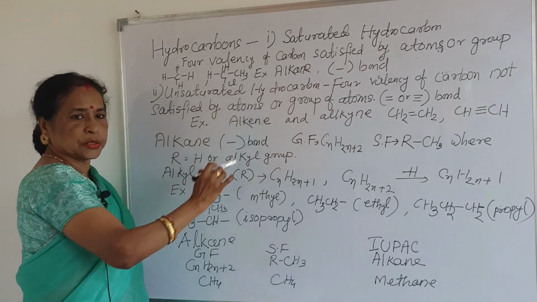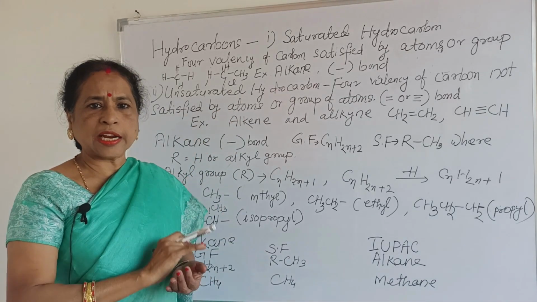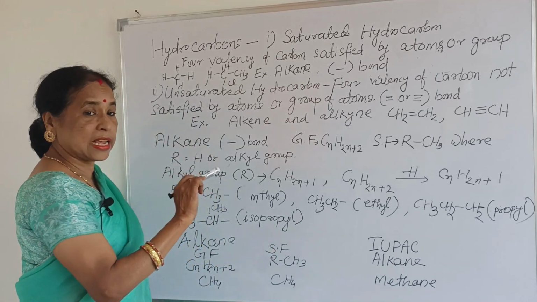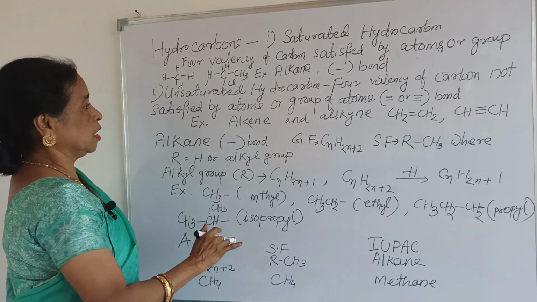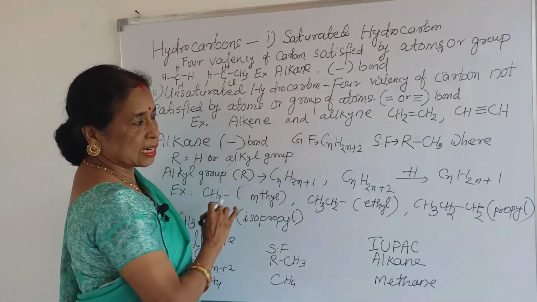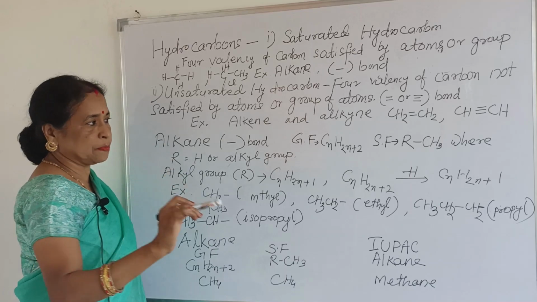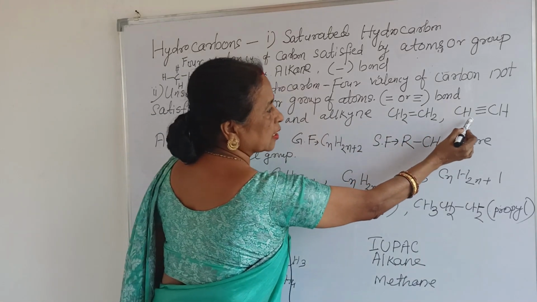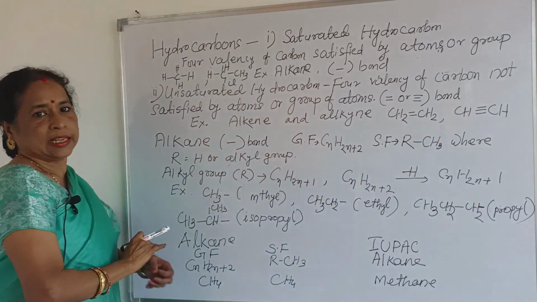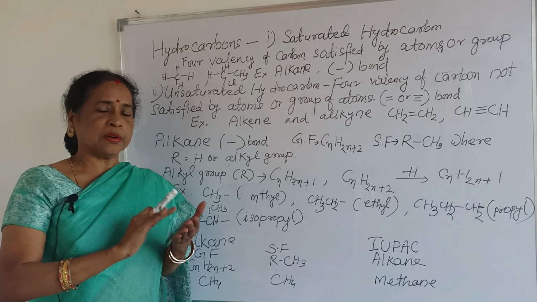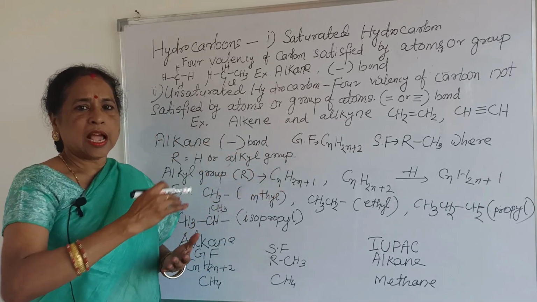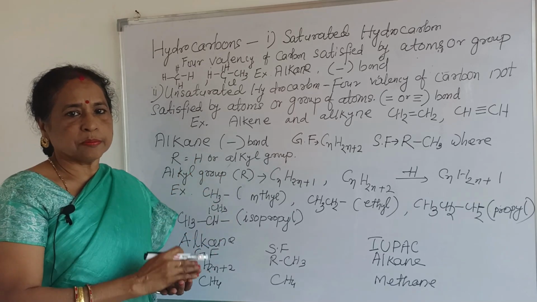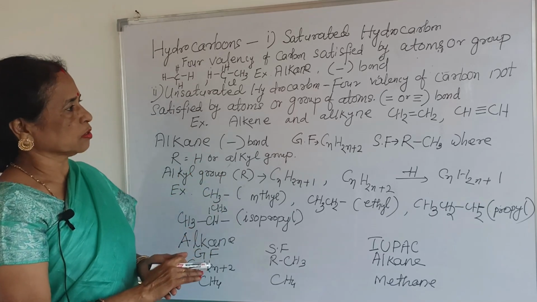Then come to unsaturated hydrocarbon. Unsaturated hydrocarbon means the valency of carbon is not satisfied by any atom or group of atoms. That means examples are alkene and alkyne. It contains double and triple bond. This is one example, ethene, which is alkene, and this is the other example, ethyne, that is your alkyne. Then come to conclusion, hydrocarbons are two types, saturated and unsaturated. Saturated contains single bond, unsaturated contains double or triple bonds.